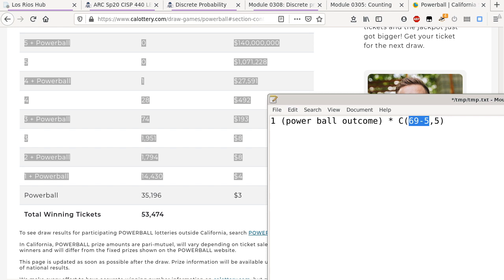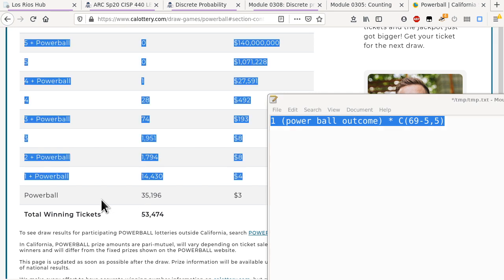So out of those 64 non-winning numbers, we have to choose 5 of those. And this entire thing is telling us how many ways can we choose 5 out of the 64 non-winning numbers. So when you look at this entire thing, now it is the number of ways or the number of unique tickets that will only win the $3 prize. Do we have any questions about this? I'm going to pause a little bit, let you guys soak in and see if you have any questions. Yeah, go ahead.